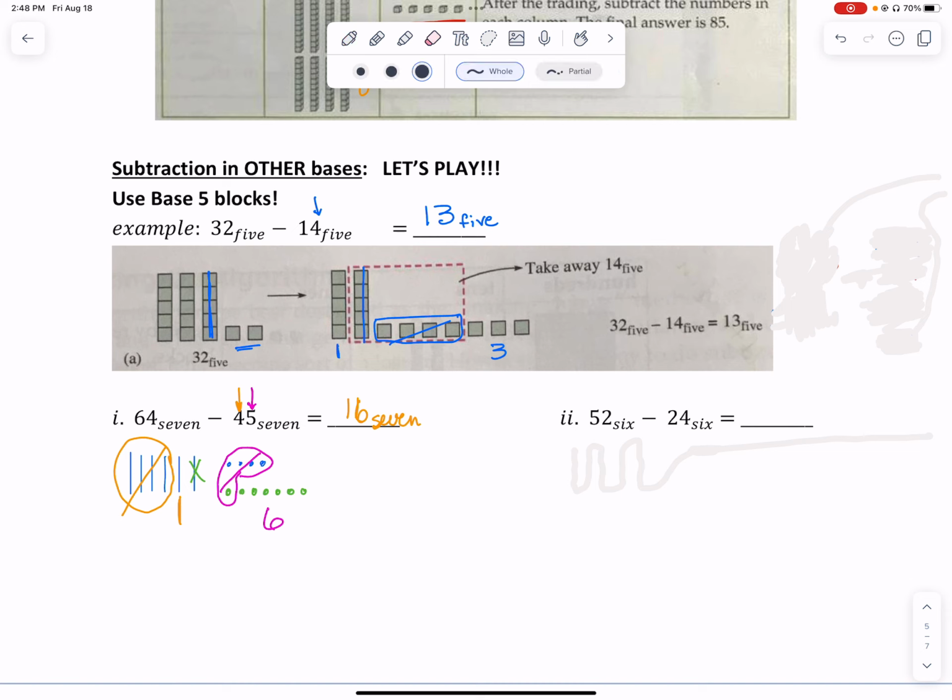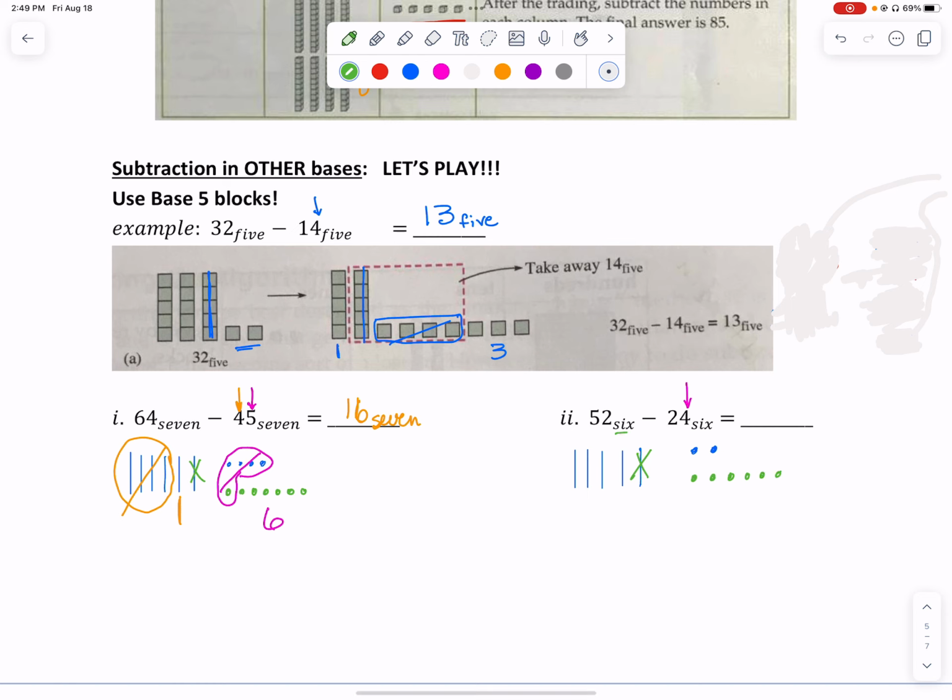All right, let's do one more example of base. This time we'll do base 6. So we have 5 rods and 2 units. Again, how many is in each of those rods? I just have 6 units in those rods. Okay, so I want to take away 4 units, but I don't have 4 units. So I'm going to borrow, take that rod, break it into pieces, and how many pieces am I going to put down there?